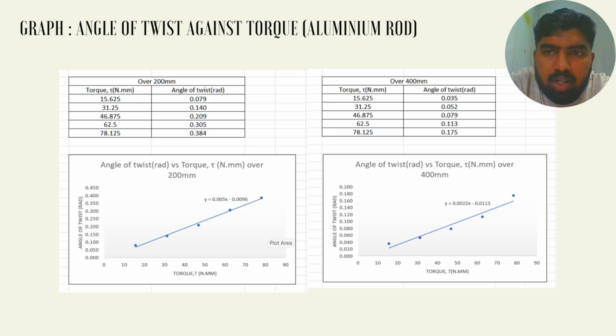For our first graph part, we've got angle of twist against torque for the aluminum rod. The data that I have shown in the table is directly from table 1, which is correlated with the aluminum rod's data over 200 millimeter and 400 millimeter. For 200 millimeter, we've got the graph plotted, and the crucial part is the gradient that we'll be using later for our calculation for finding the modulus of rigidity, which is 0.005 for the first part, and the second part is 0.0022.